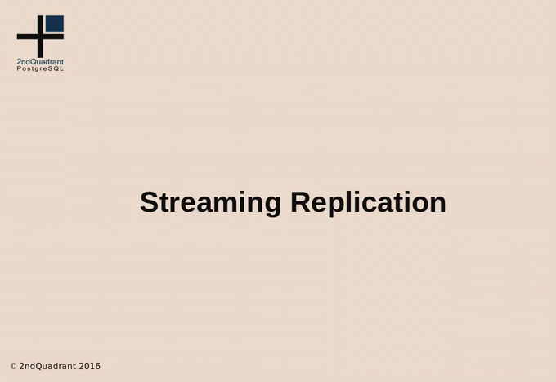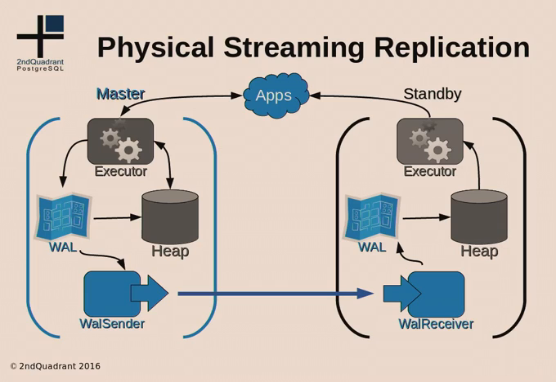So when you do physical streaming replication, you basically have some applications that can write to your master database, where there is an executor that executes the SQL statements and then reads and writes from heap and also writes to the transactional log. The writes from the transactional log are then read by something that we call WAL sender. That's a special process that runs within your PostgreSQL instance.